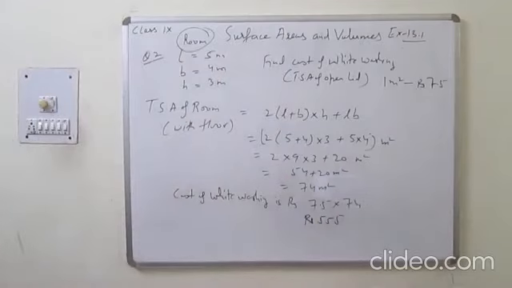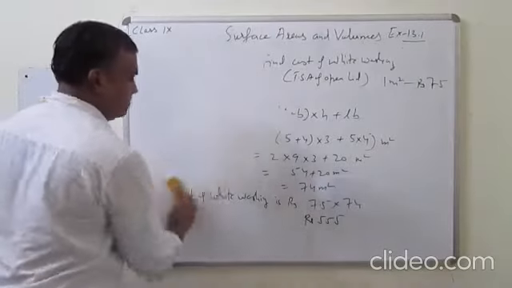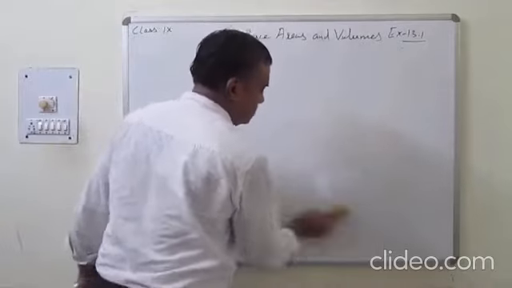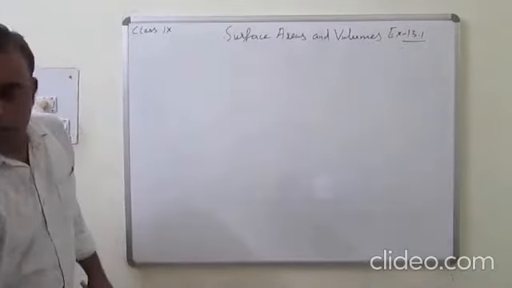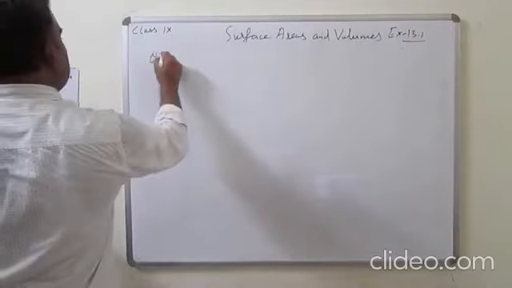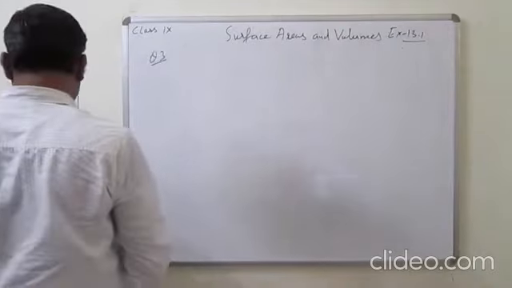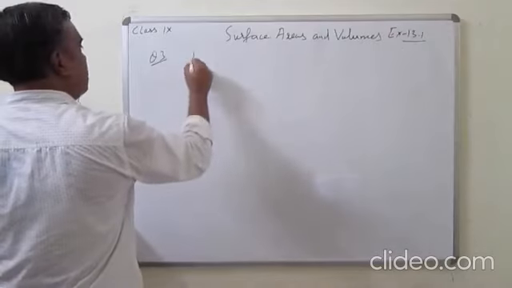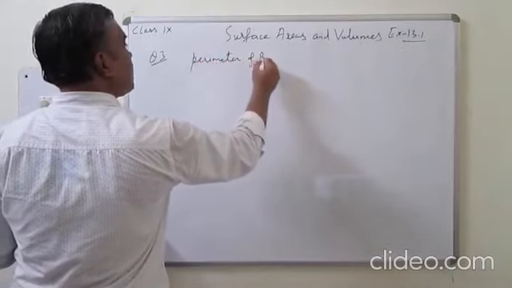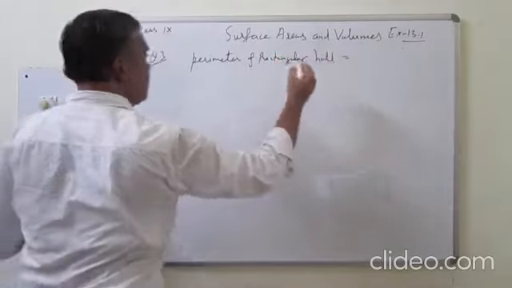Now I take question number 3. The floor of a rectangular hall has a perimeter. Perimeter is given to you. Perimeter of the rectangular hall is 250 meter.